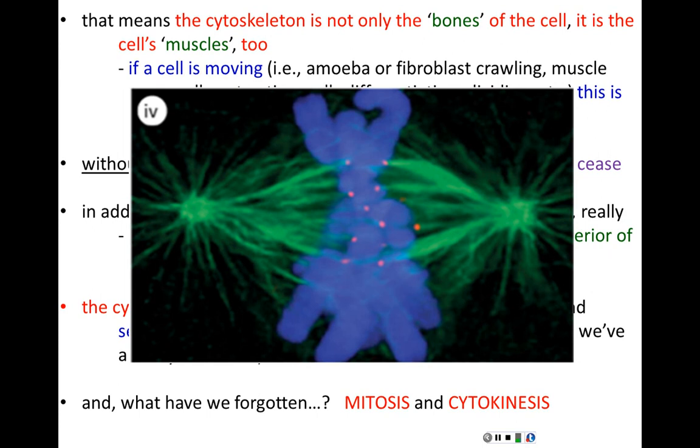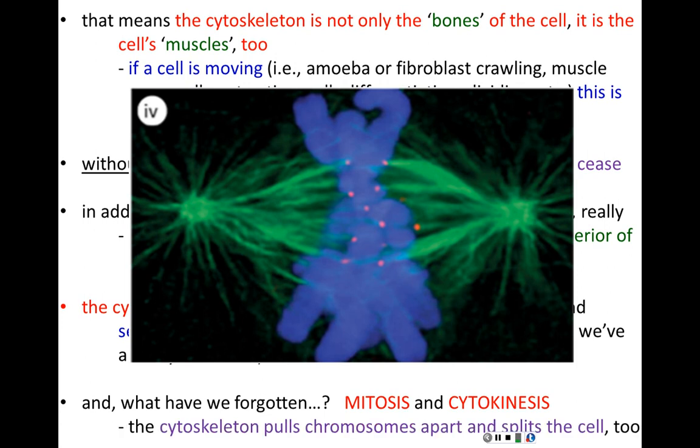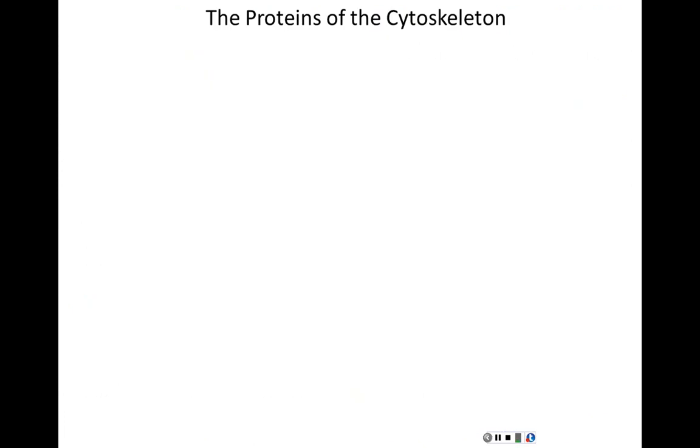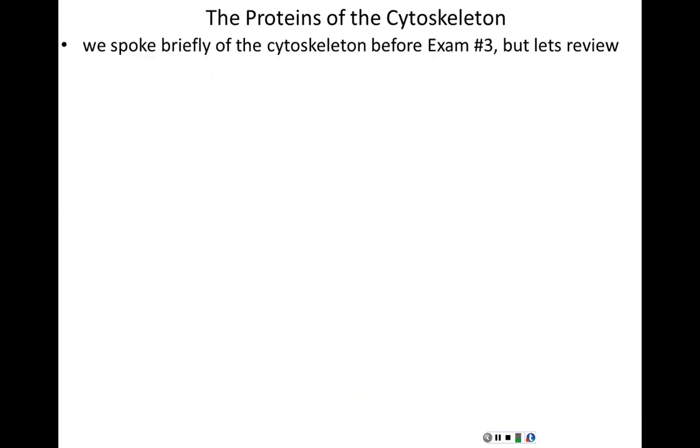One cell could not pinch into two without the contractile forces of actin. And so the cytoskeleton is integrally involved in cellular division. Indeed, cells could not grow and divide. Cells could not reproduce without the cytoskeleton. So the cytoskeleton is hugely important for all cellular processes.